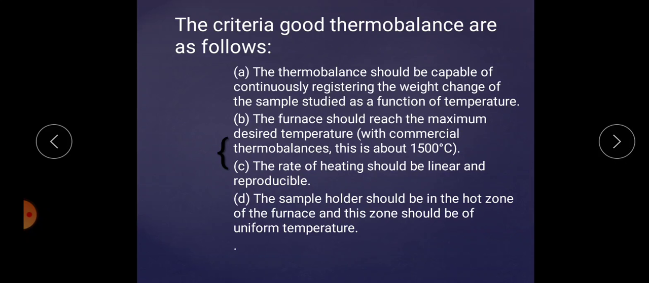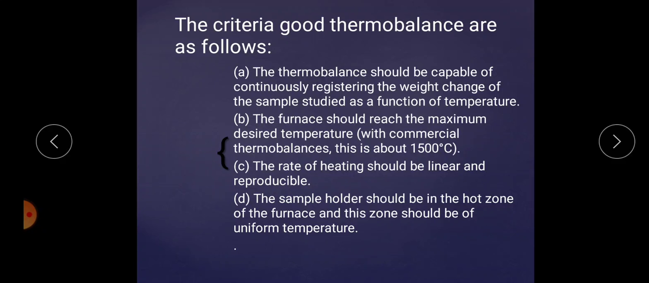The second point is that the furnace should reach the maximum desired temperature. For what purpose is the furnace employed? The furnace gives the temperature to the sample. If we want a sample to reach up to 1000 degrees Celsius, this is the last limit for the sample, so our furnace should reach above 1000 degrees Celsius. Hence the second point is that the furnace should reach the maximum desired temperature. For example, in a commercial thermobalance, about 1500 degrees Celsius is considerable.